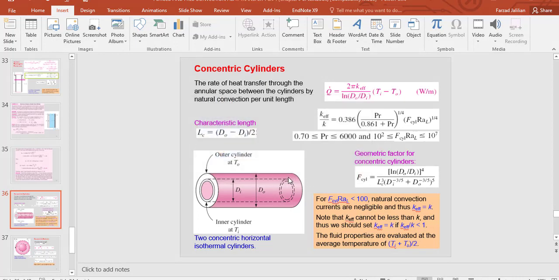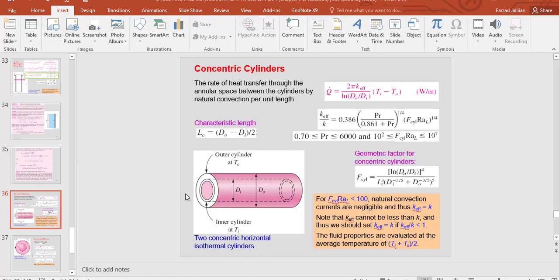So K and Prandtl number from the table. Rayleigh number you can calculate by the equation, which is the general equation for Rayleigh number. We have had that in previous slides. The only thing is that to calculate this Rayleigh number, you should know how much is the characteristic length.